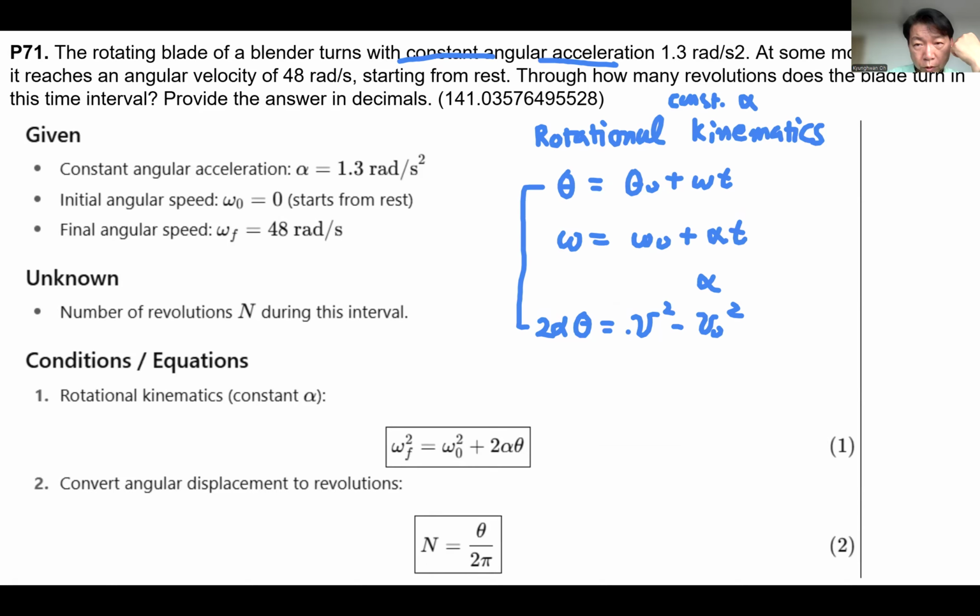Oh, this is not the v. This should be omega. Okay, sorry. So this is what it says.